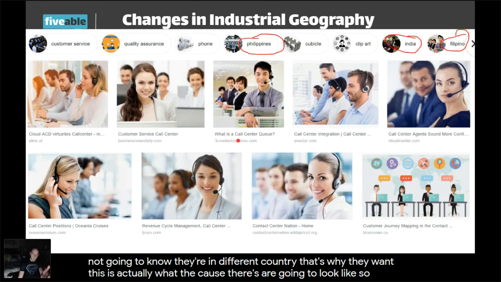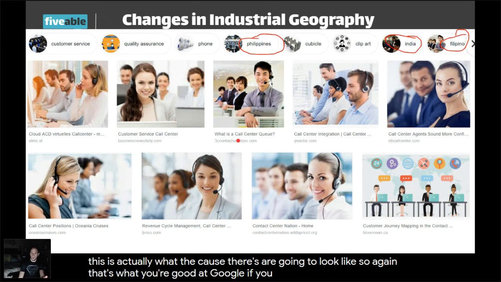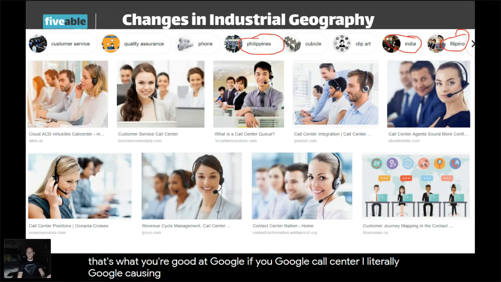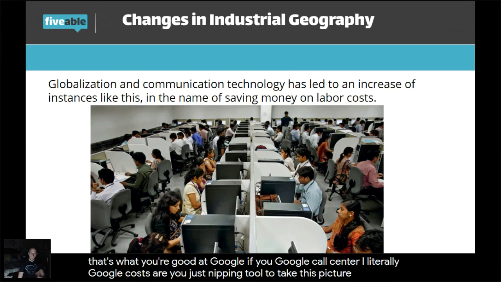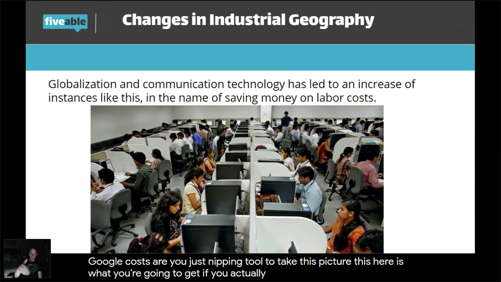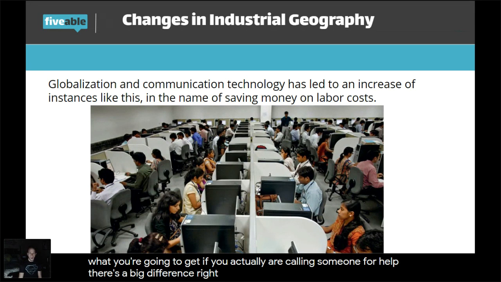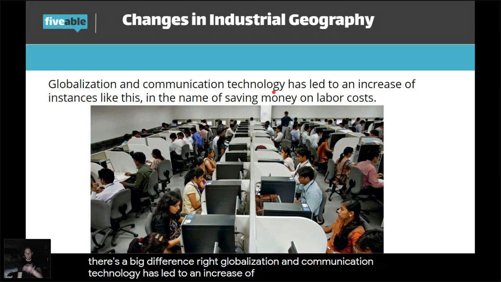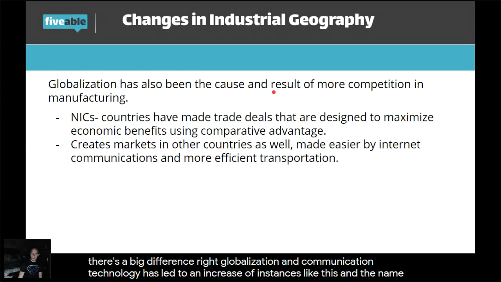So again, that's what you're going to Google if you Google call center. I literally Google call center, use the snipping tool to take this picture. This here is what you're going to get if you actually are calling someone for help. There's a big difference, right? Globalization and communication technology has led to an increase of instances like this in the name of saving money.